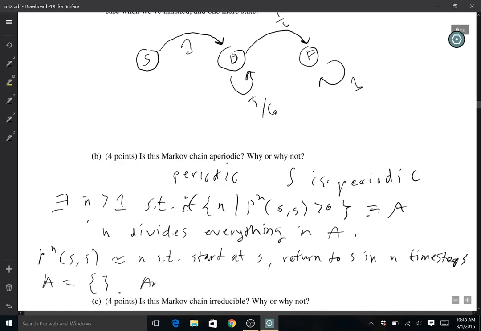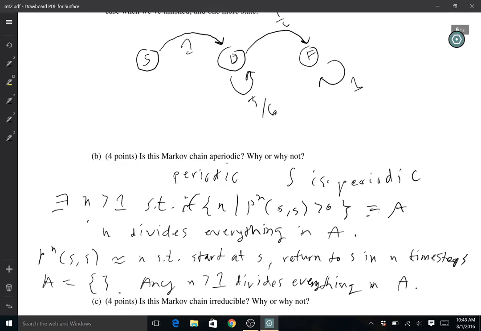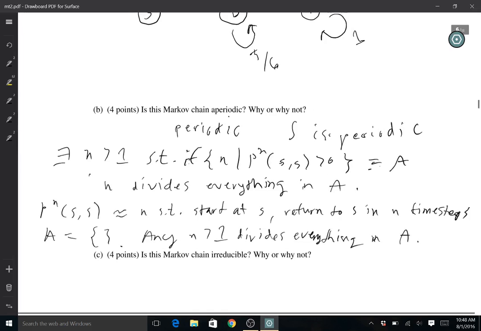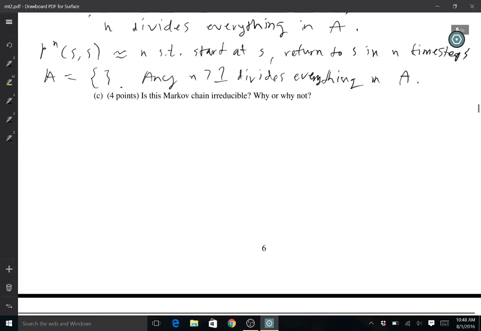Therefore any n greater than 1 divides everything in A. And this is vacuously true because there is nothing in A, so you can say that anything divides everything in A. So that's why it's periodic. And then maybe C should have come before part B, because you often use irreducibility to determine periodicity, but that's still okay.